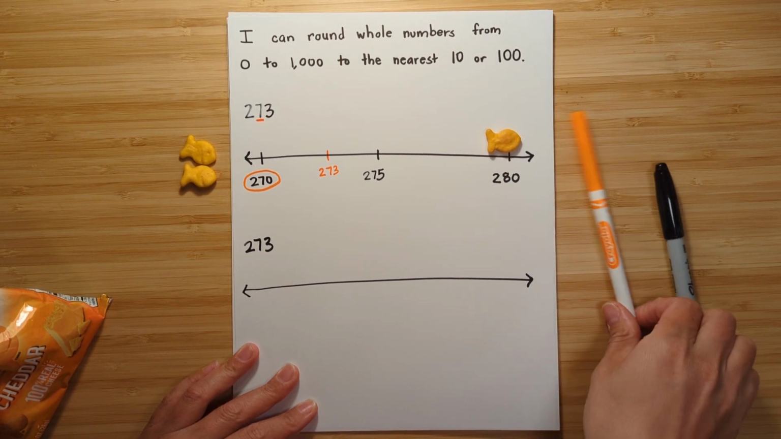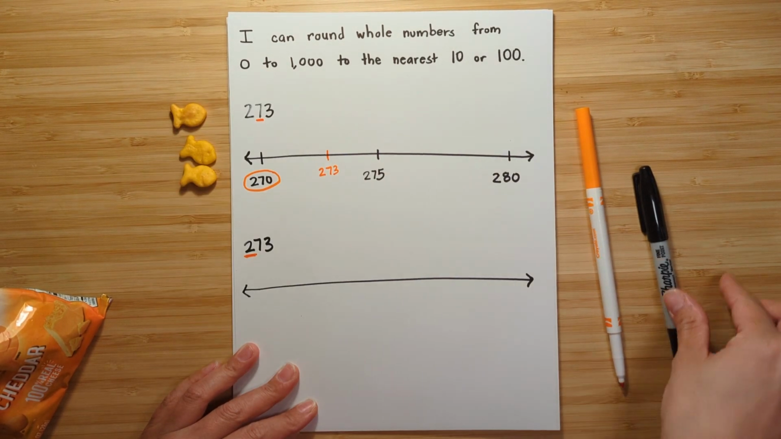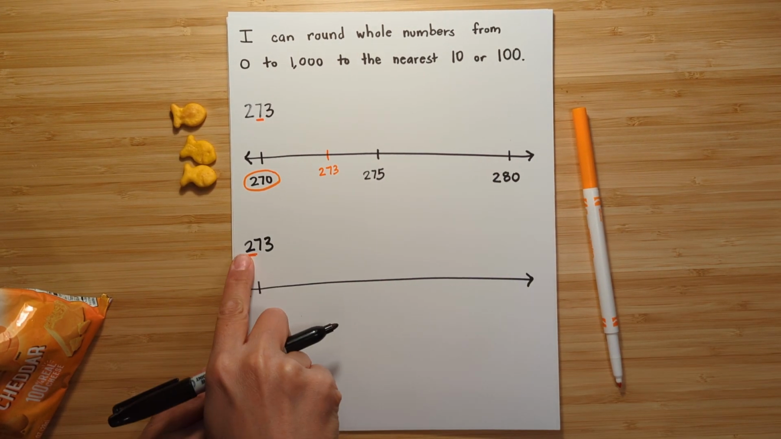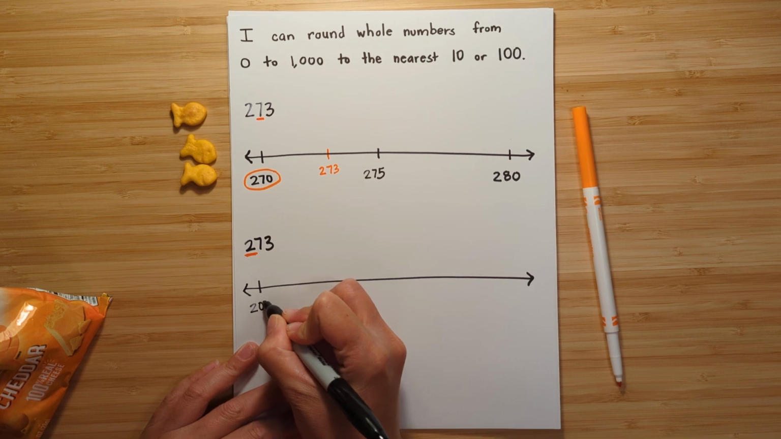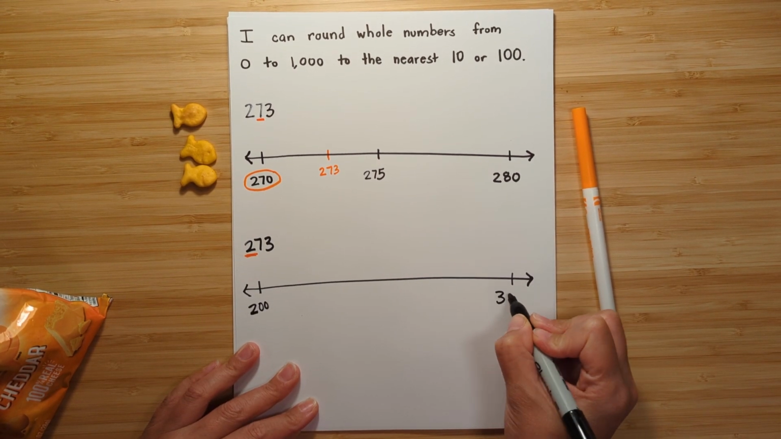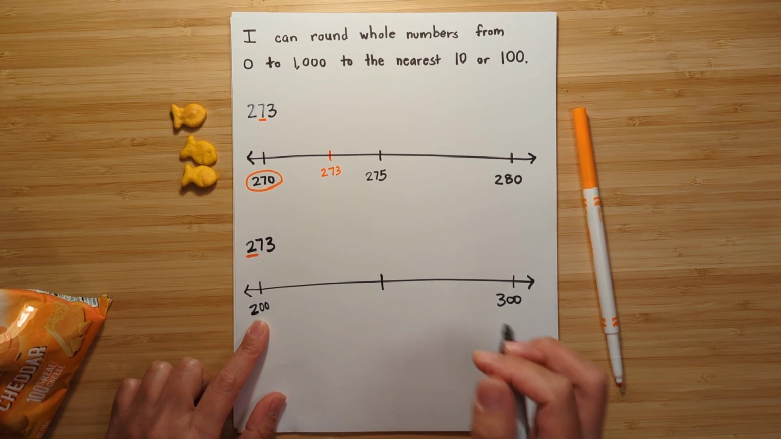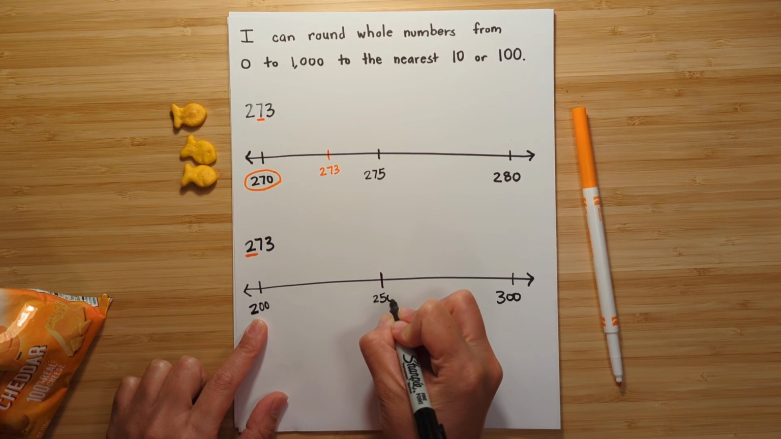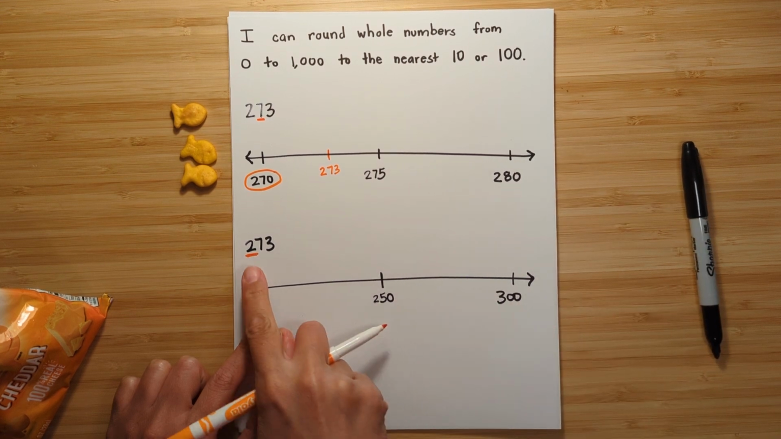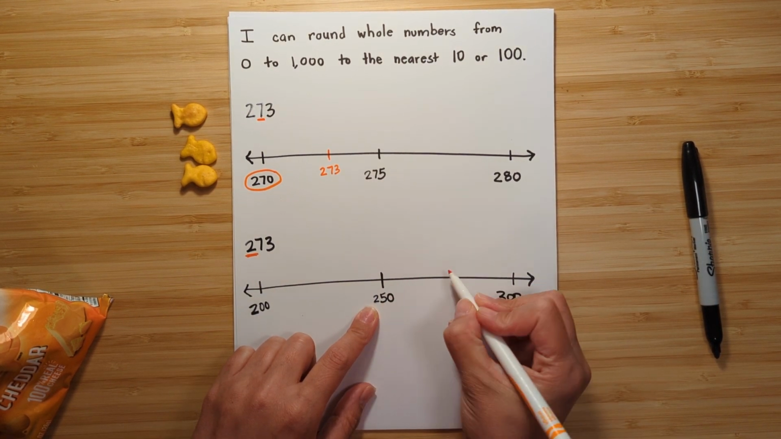All right, let's try the same value, but this time we're going to round to the nearest 100. So this time we're going to underline the hundreds place, drawing a number line again. And our first value is going to stay on 200. And this time we're going to add 100 more because we're rounding the nearest 100, so that's 300. And the midway point is going to be in between 200 and 300, which is 250. And then last, I'm going to plot 273. About here-ish.